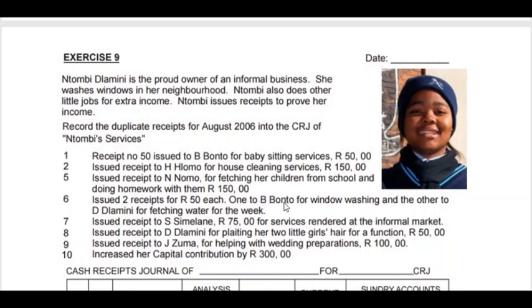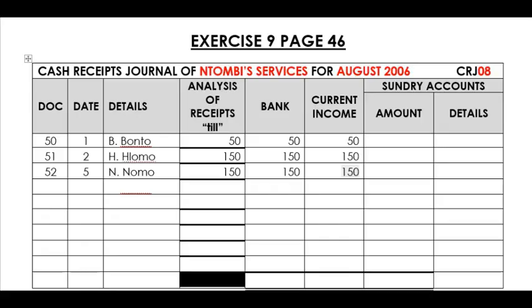One was to B. Bontu for window washing. That would be the first receipt. And the other to D. Dlamini for fetching water. Okay, so window washing is a service and fetching water is a service. When we complete the CRJ, let's deal with the first receipt. It would be receipt number 53 because it follows on the previous receipt. It's on the 6th. It was to B.